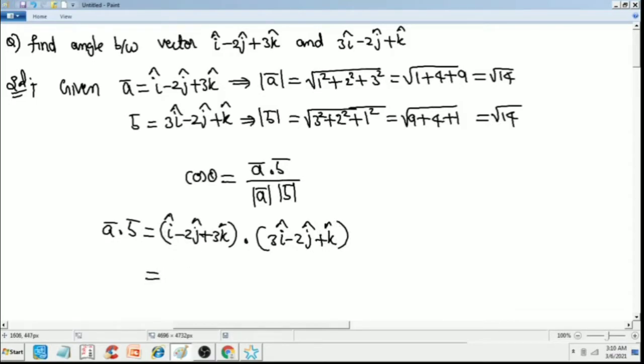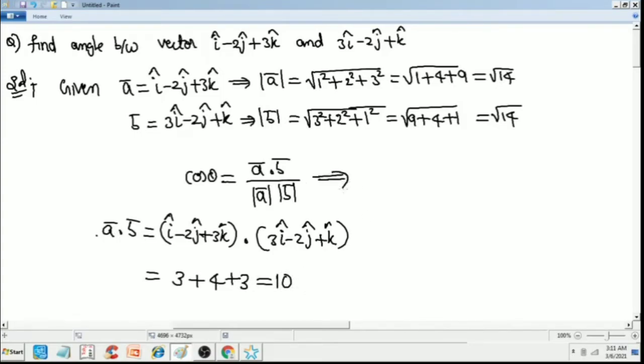If I do the dot product, multiplying the i coefficients, 3 ones are 3. Minus 2 into minus 2, plus, 2 twos are 4. Corresponding i, j, k elements are multiplied and added or subtracted. Plus into plus is plus, 3 into 1 is 3. Therefore 3 plus 4 is 7, plus 3, 10. Here it comes out to be 10. So this A dot B is 10.